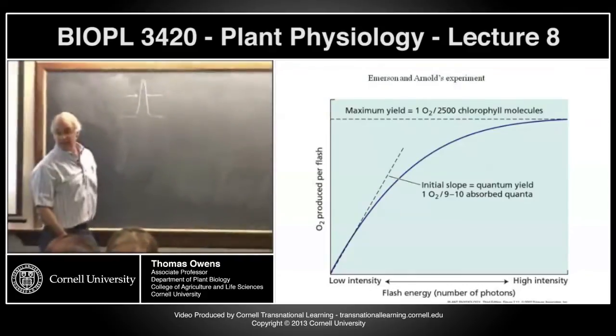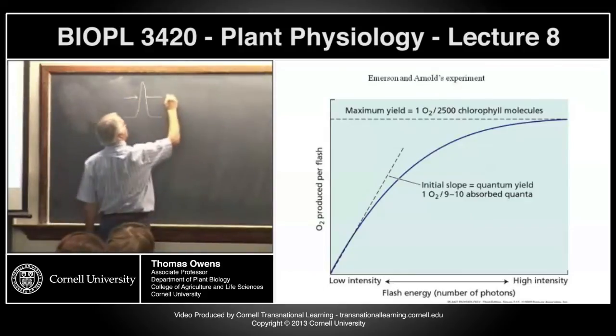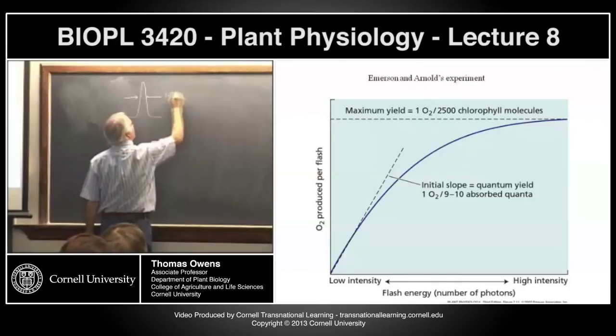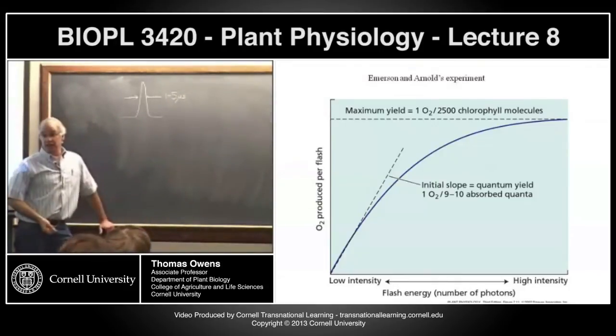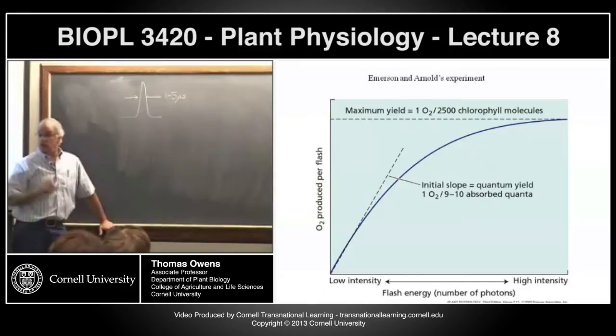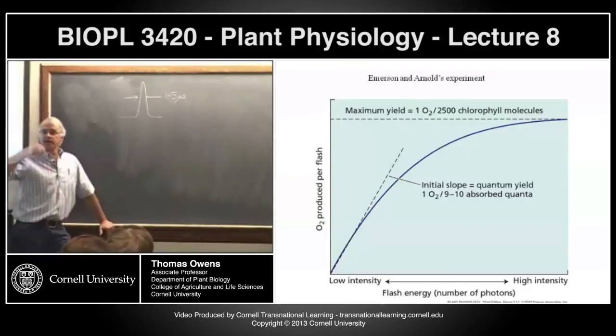That is, the light is on, so this represents the light off, the light on, and the width of this was on the order of 1 to 5 microseconds. So 1 times 10 to the minus 6 seconds. A very short and also very bright pulse of light. And what Emerson and Arnold did was made use of this to study the reactions in photosynthesis. And here was their rationale.